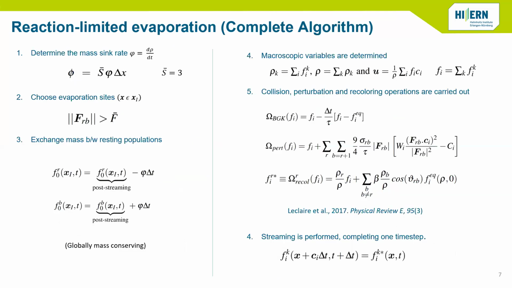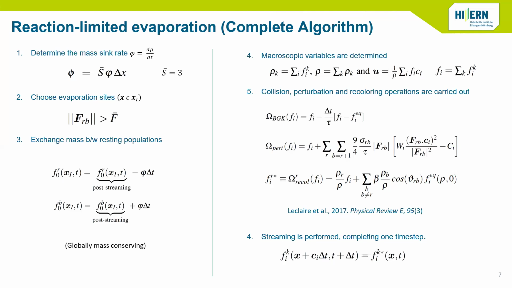Now I show you the entire algorithm, which also would explain to you how I'm doing the mass exchange. So the evaporative flux that you want, you've determined the mass sink rate. Delta X is the lattice spacing, which is 1 in this case. The discretization parameter you fix at 3. So you have your mass sink rate. You choose a given value of threshold. This gives you the evaporation sites. At the evaporation sites, you basically exchange the mass between the two components, right? Here I'm doing it with the resting populations. I remove some mass from the resting populations of one fluid and give it to the other at the evaporation sites that I've chosen.